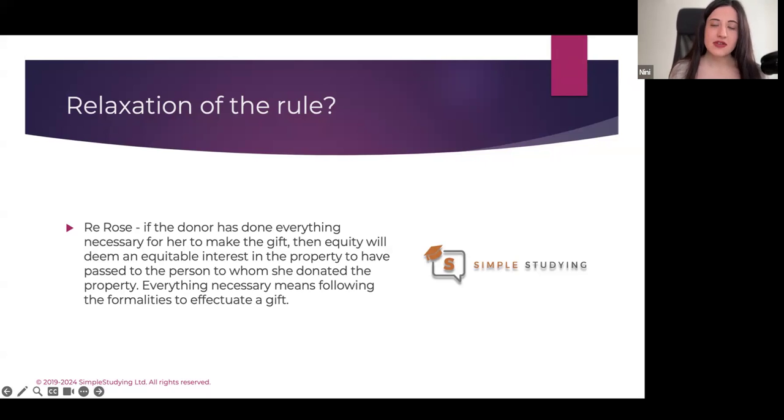In this case, the husband wanted to gift his shares in a company to his wife, but he died before the formalities to register the title were complete. But all the steps he had to follow, the paperwork and all the other formalities, he did that. It was the matter of completion of registration, which he had no control over. So because he did everything in his power to make this gift, the court enforced it.